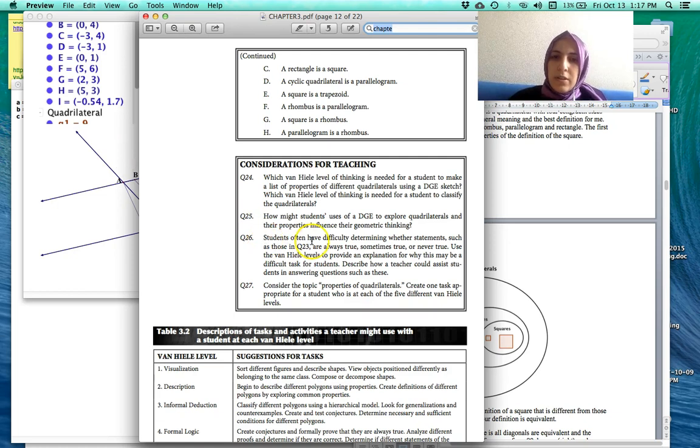Question 26. Students often have difficulty determining whether statements, such as those in question 23, are always true, sometimes true, or never true. Use the Van Hiele levels to provide an explanation for why this may be a difficult task for students. Describe how a teacher could assist students in answering questions such as these.